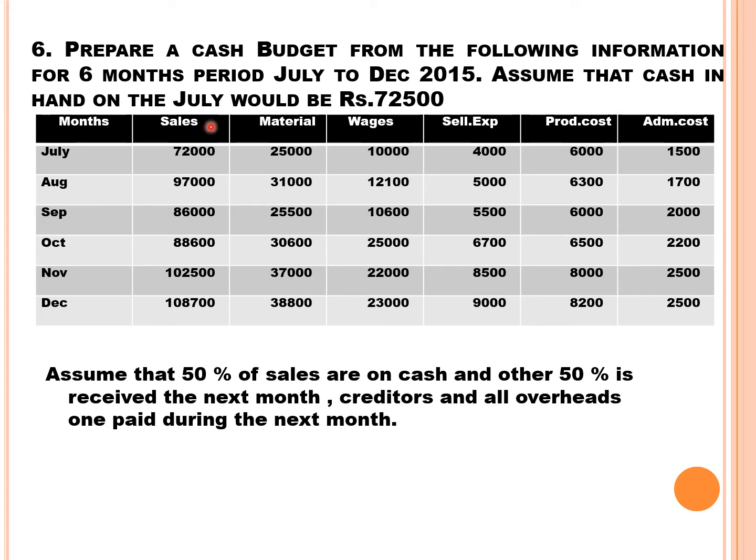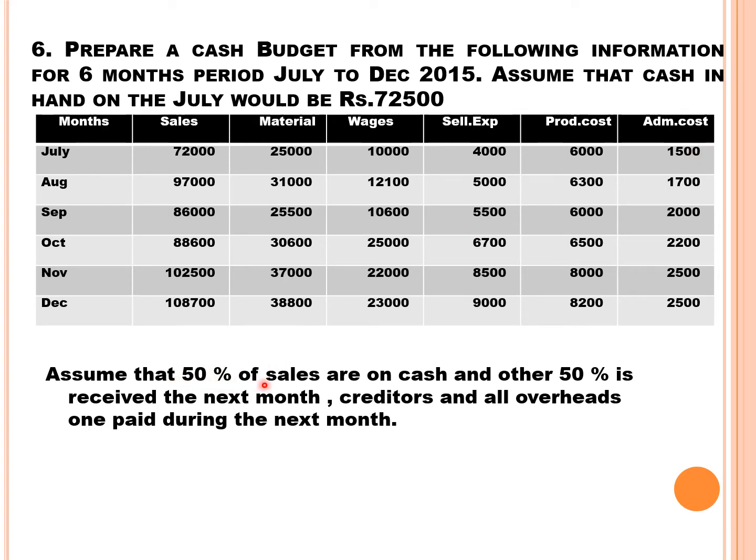Assume that cash in hand on July would be rupees 72,500. So beginning of July, the opening balance of cash is 72,500. They have given you the details from July to December. You need to prepare the cash budget from July to December. Sales is treated as a receipt, then material payments, wages payment, selling expenses payment, production cost payment, and admin cost payment.